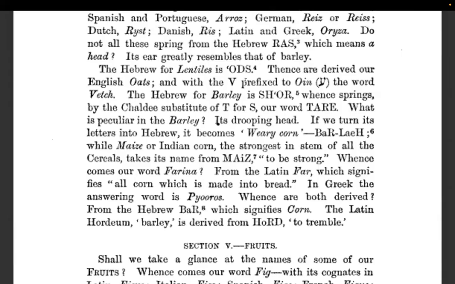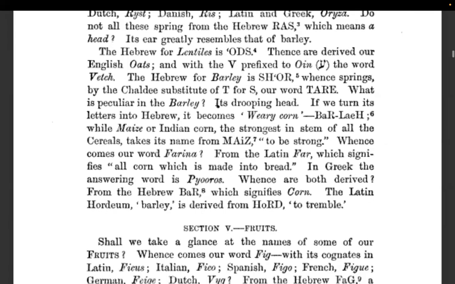The Hebrew for lentils is odes. Thence are derived our English oats, and with the V prefixed to iron, the word vetch. The Hebrew for barley is shoor, whence brings by the Kasdim substitute of T for S our word tear. What is peculiar in the barley? Its drooping head. If we turn its letters into Hebrew, it becomes weary corn or bar lay. Leah meaning weary or droopy for her eyes, right? And then bar is corn.